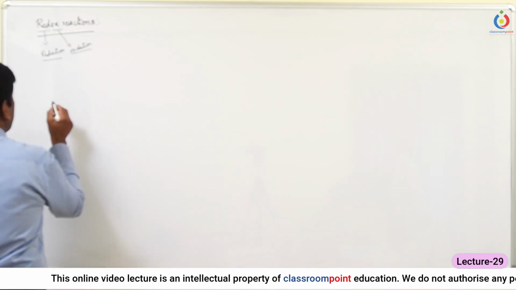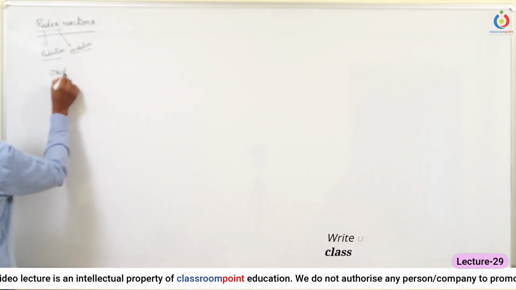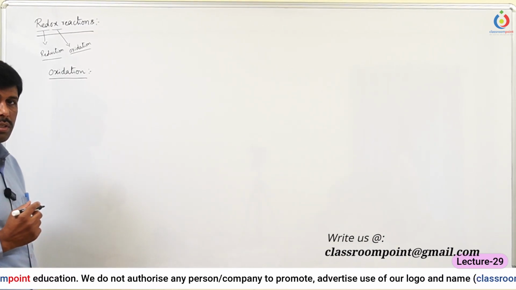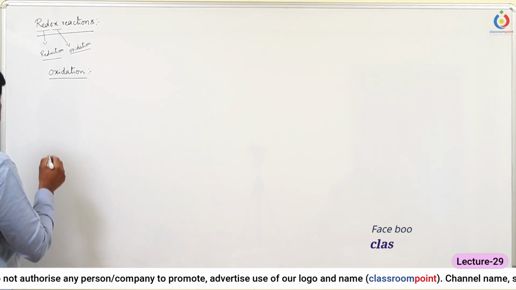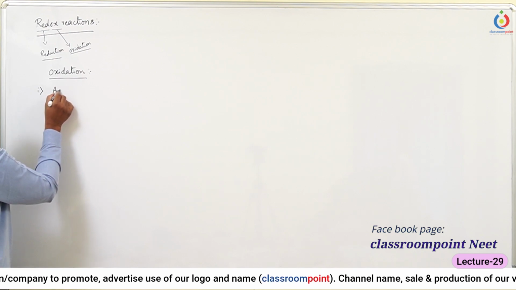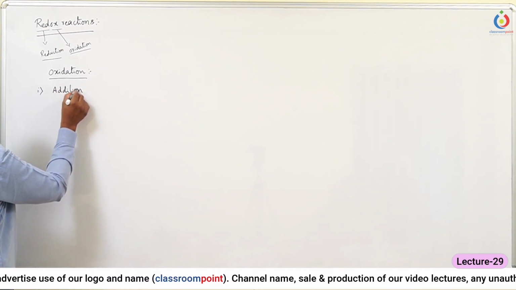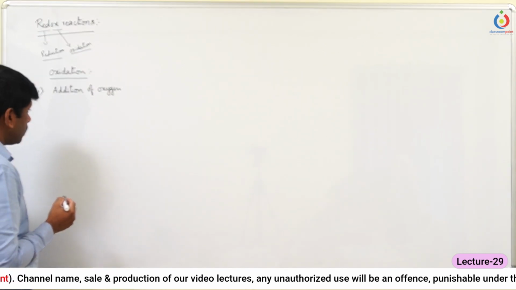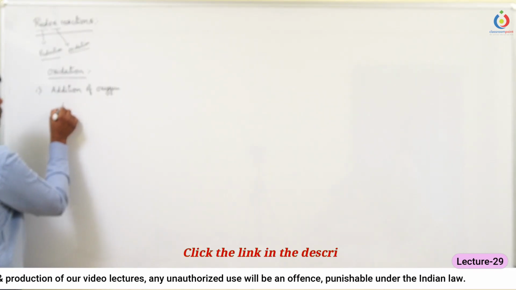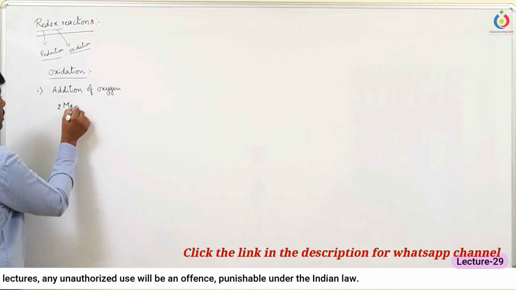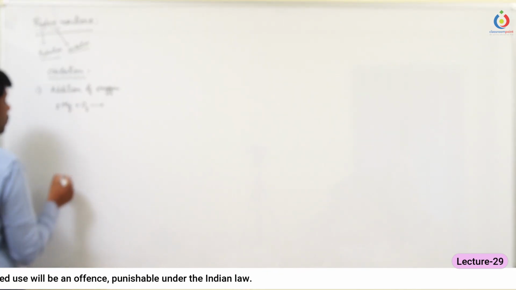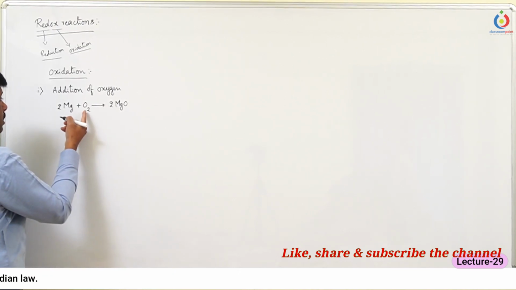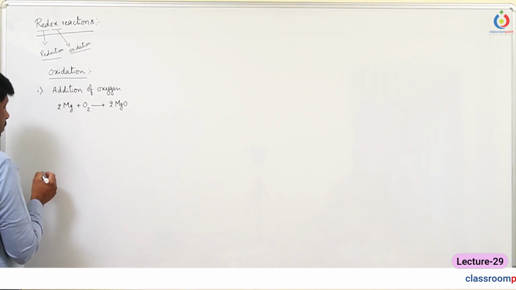First of all, oxidation. Let us see how many ways oxidation can be defined. The first one is addition of oxygen, which is called oxidation. Let us take an example. Take magnesium and add oxygen to it. We get magnesium oxide. Since oxygen is added to the magnesium, this is called oxidation.